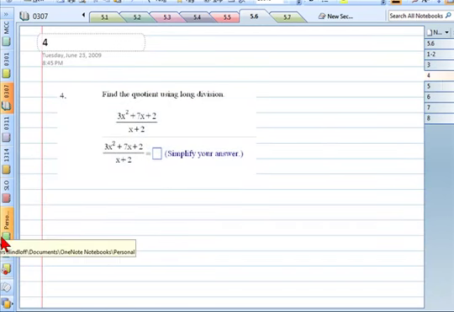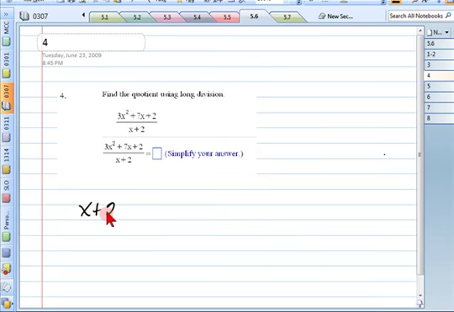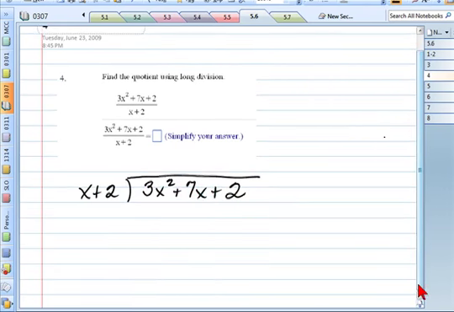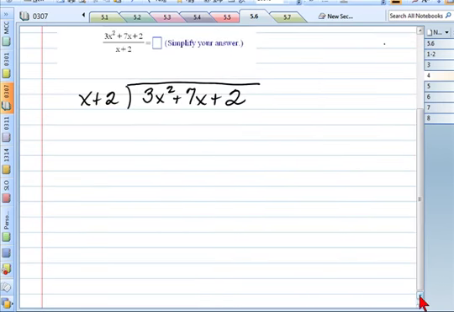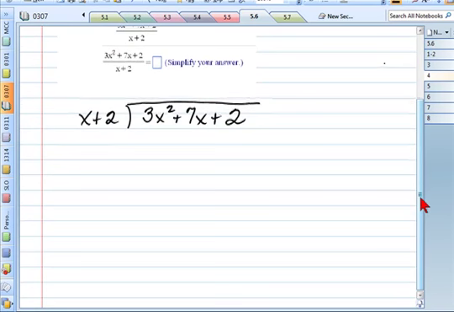Okay, so together we're going to work on problem number 4. The divisor is x plus 2, and I'm going to divide into 3x squared plus 7x plus 2. So the problem is written in MATLAB kind of like a fraction, but I'm going to turn it into a problem that looks a little bit more like division. Everybody have it written down?